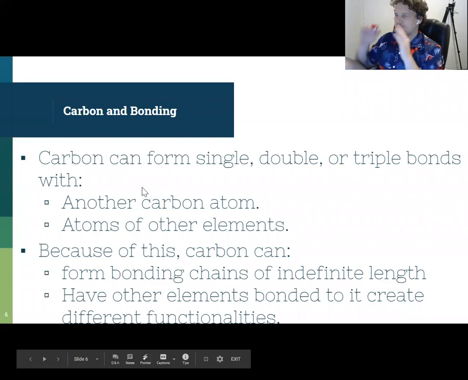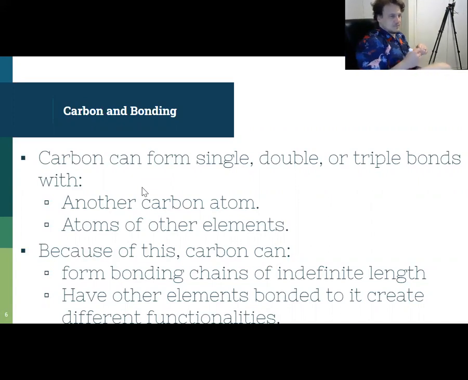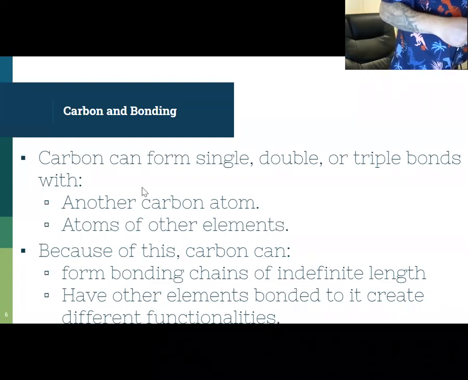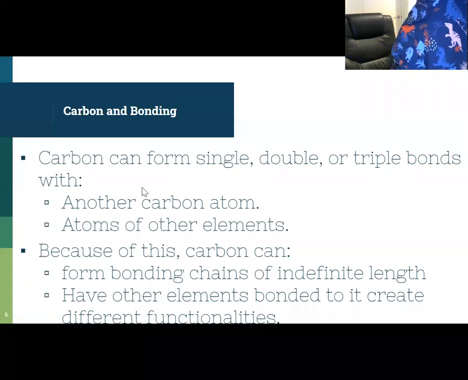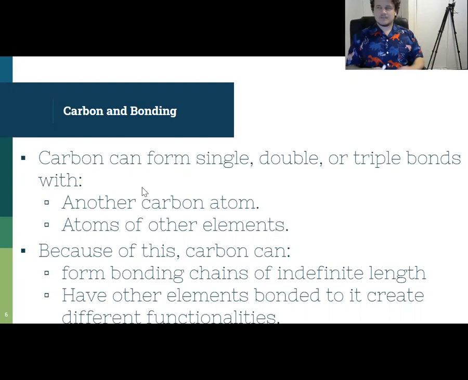So here's where carbon is special. It can form single, double, or triple bonds with other carbon atoms and other elements. And it gives these carbon-based molecules the diverse range that we currently have. And these carbon chains can effectively be of indefinite length. I mean, I'm sure there is a definite limit to them. And then we have the other elements and compounds that are bonded to it to give it the different functionalities. And this will hopefully make sense.